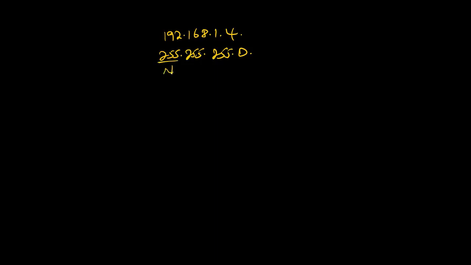You've always seen things such as 192.168.1.4 and subnet mask 255.255.255.0. You have all seen this, right? 255 is for network, and 0 is for host. This is what you have told that computer.